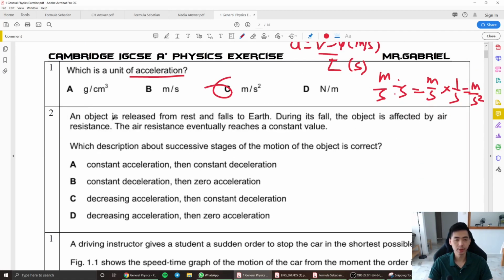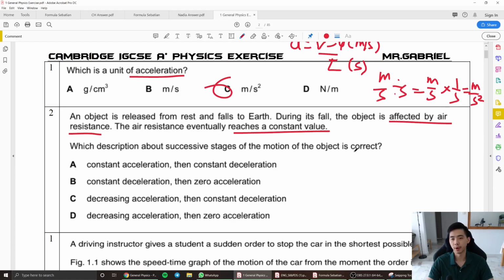Second question here. An object is released from rest and falls to earth. During its fall, the object is affected by air resistance. The air resistance eventually reaches a constant value. Which description about successive stages of the motion of the object is correct? A, constant acceleration, then constant deceleration. B, constant deceleration, then zero acceleration. C, decreasing acceleration, then constant deceleration. Or D, decreasing acceleration, then zero acceleration.